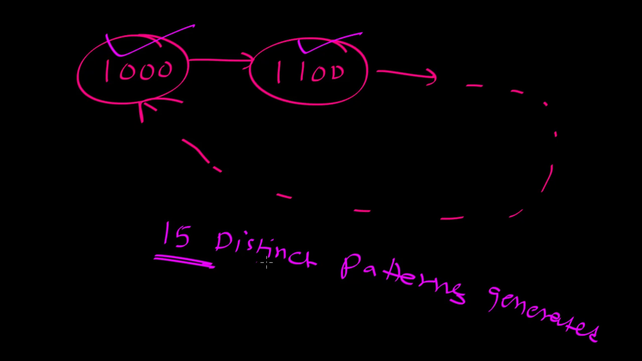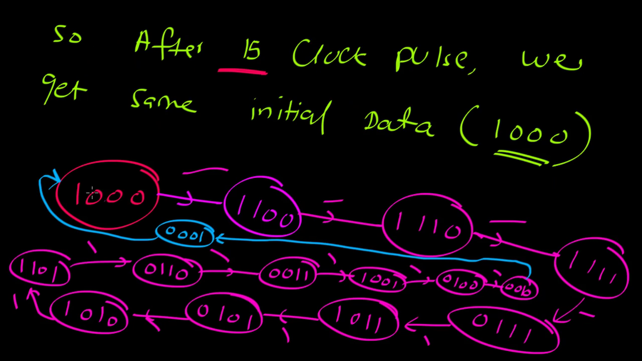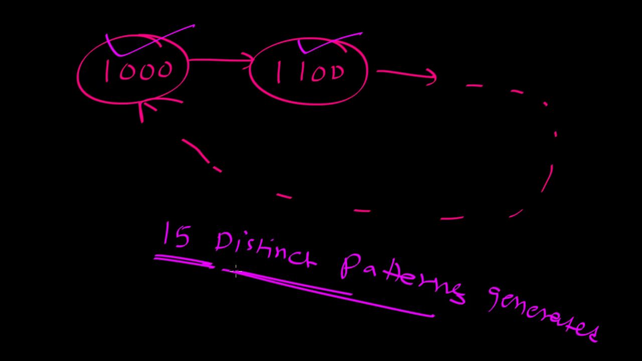Okay, 15. So you can notice the total is 15 if you count 1, 2, 3, 4, 5, 6, 7, 8, 9, 10, 11, 12, 13, 14, 15. So a total of 15 distinct patterns we have generated, because we started here and after 15 clock pulses, after 15 rising edges, after 15 positive edges of the clock, we again go back to this state.